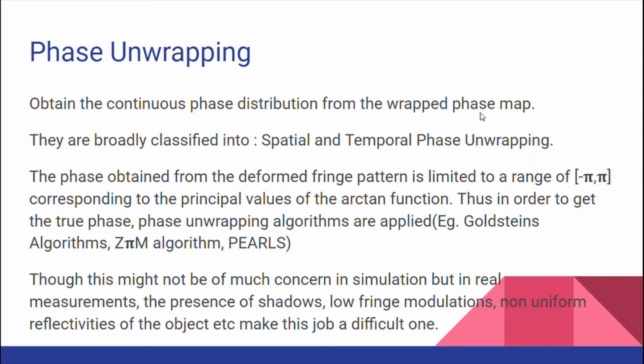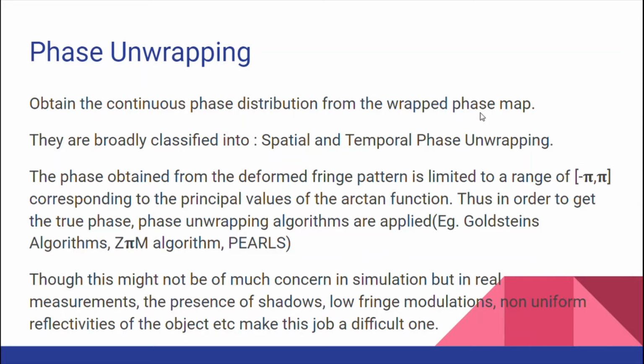Now, what multiple of pi is to be added? This is determined using estimation algorithms like Pearl's, Goldstein's, ZPIM algorithm, etc. In color fringe projection profilometry, the most widely used phase unwrapping algorithm is Pearl's, which stands for phase estimation using adaptive regularization based on local smoothing.